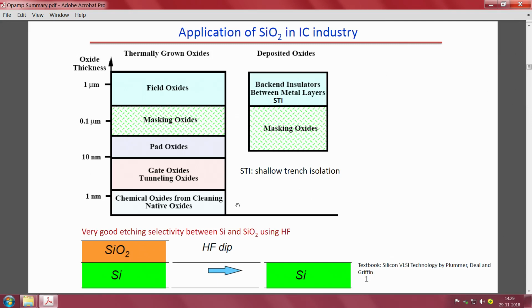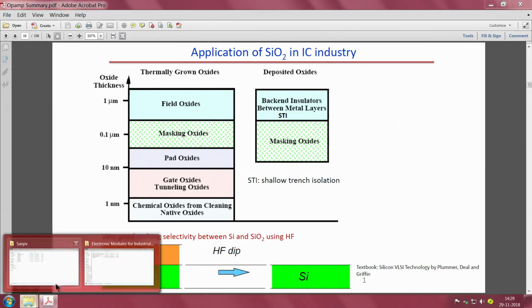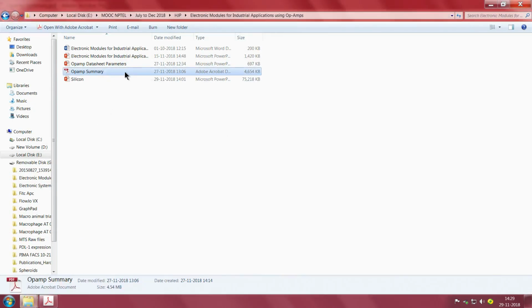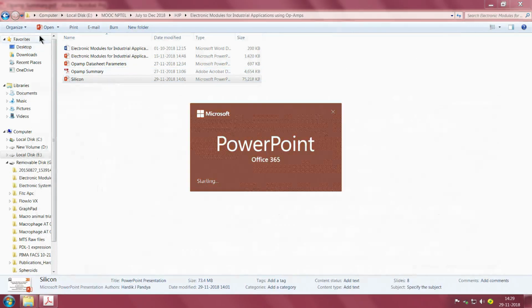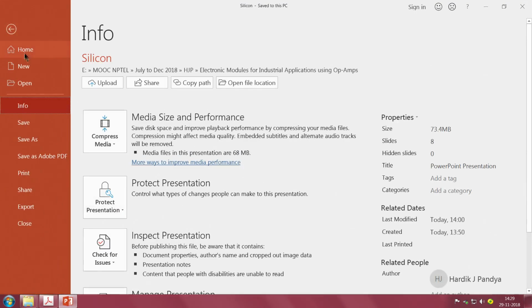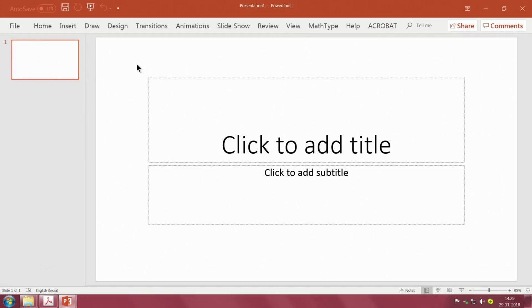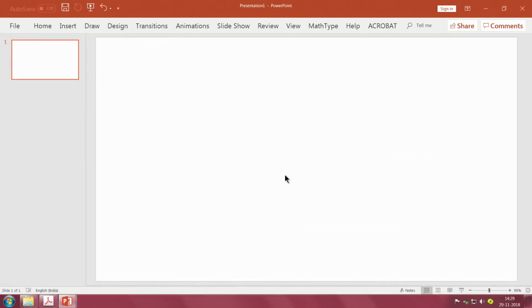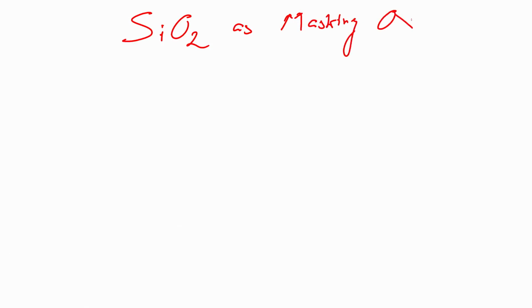So, like I said, let me give you an example of the masking oxide. I will open a PowerPoint, and what I will show you today is how we can use silicon dioxide as a masking oxide.